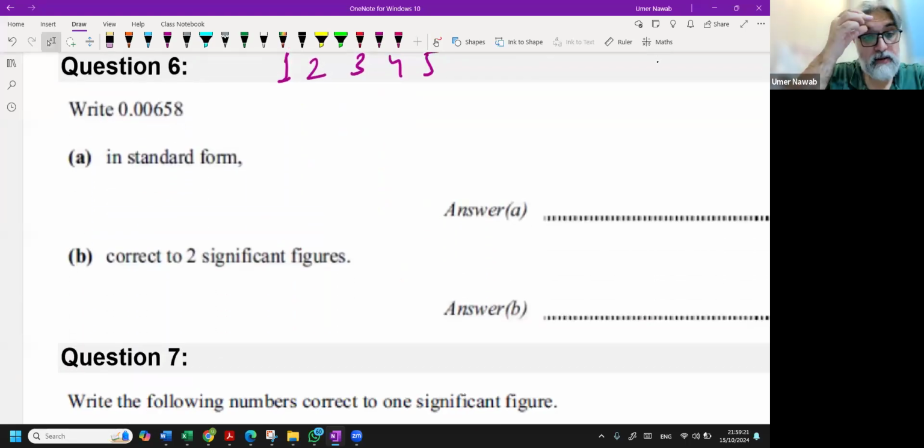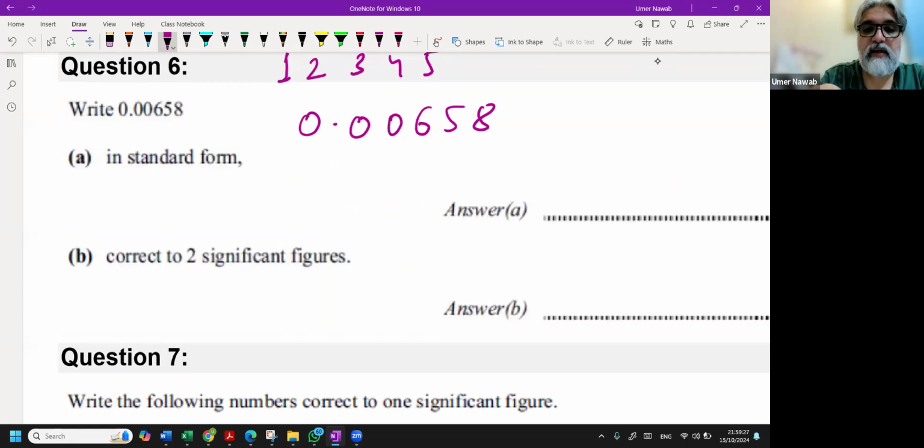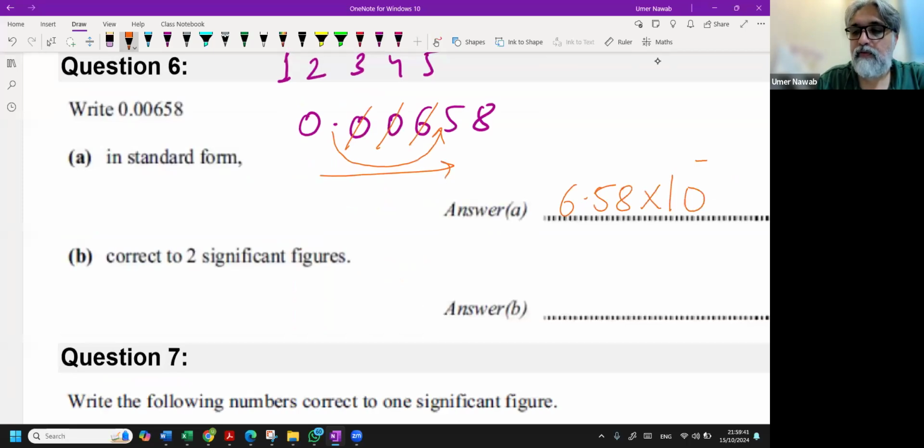Next is 0.00658. I have to write the standard form. Push the decimal from here till here. So it becomes 6.58 into... how many digits do I cross? 3 digits from left to the right. So I have to write the negative power of 10. How many digits do I cross? 3 digits to the right. So negative 3.